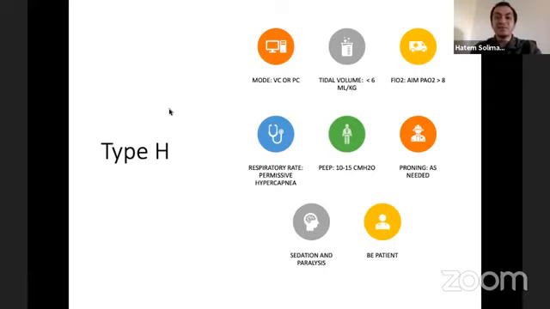Proning is usually needed every day in the type H as well, to help redistribution of perfusion, improve the oxygenation, and open up the atelectatic airways. Sedation and paralysis is a must. And again, you have to be patient as always.